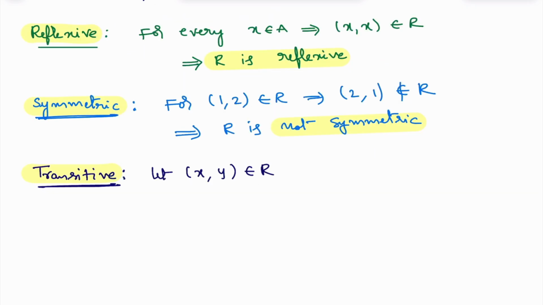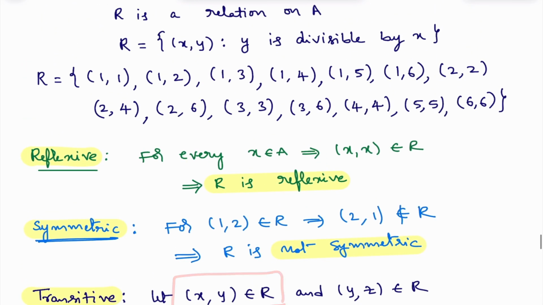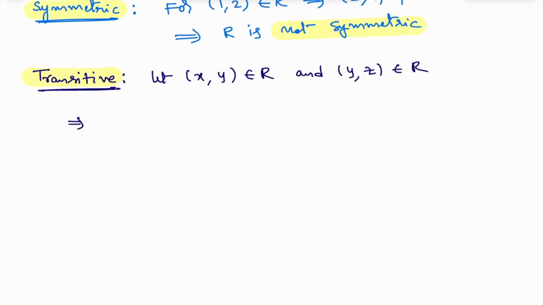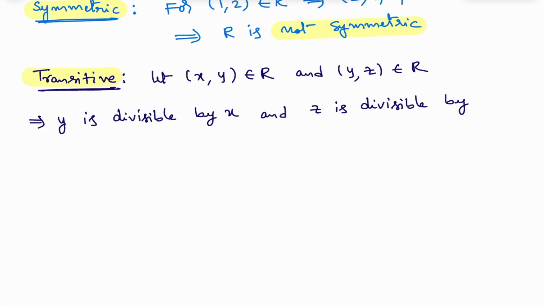I'll take that there exist ordered pairs x comma y and y comma z in the relation. If x comma y is there in the relation, then from the relation it says that y is divisible by x. So this tells you that y is divisible by x. And here y comma z belongs to this relation. This tells you that z is divisible by y.